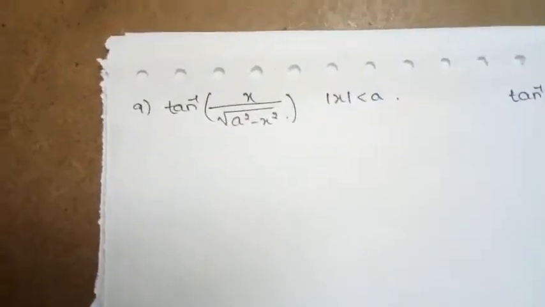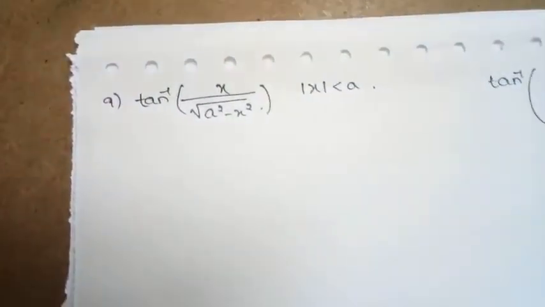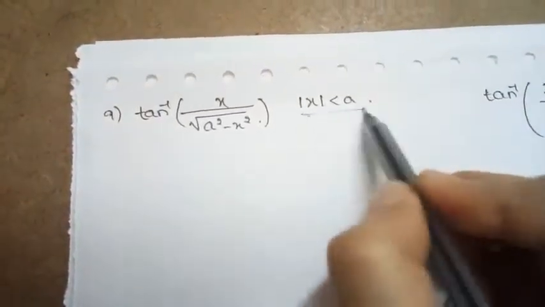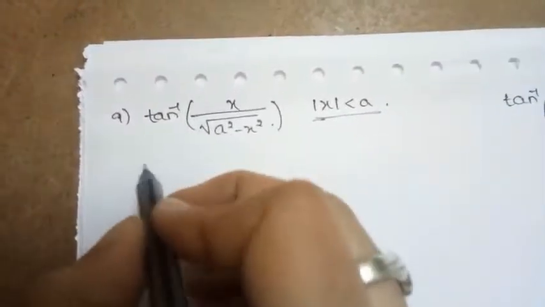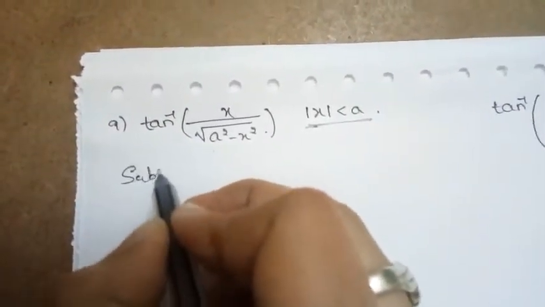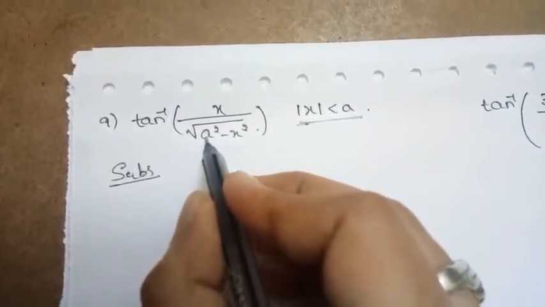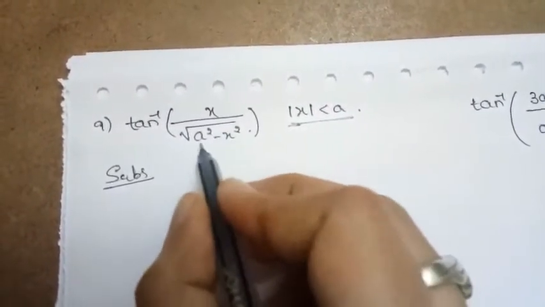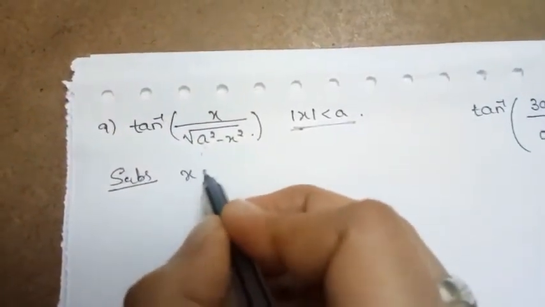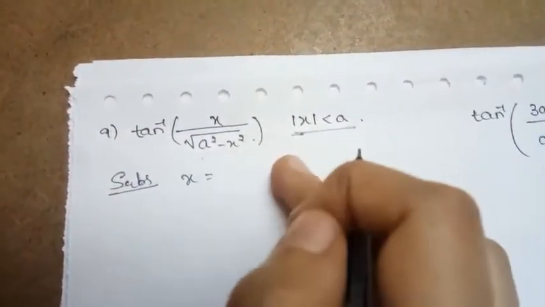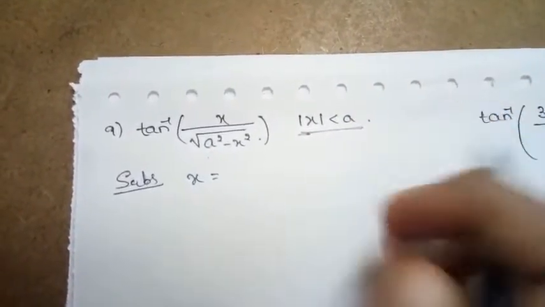So let us move to the next question, that is tan inverse of x divided by square root of a square minus x square, when mod x is less than a. So now clearly, it starts with the substitution. What do we need to substitute here? In the question you can see a square minus x square. When it is in this form, we need to substitute x as either a cos theta or a sin theta. So which is best suitable?